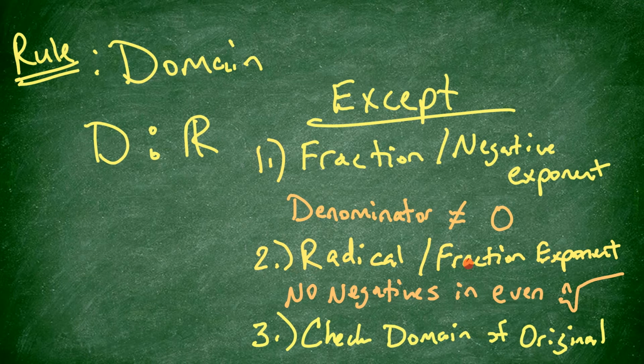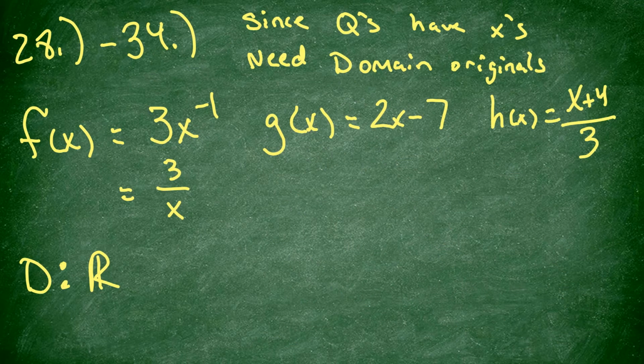Next thing, your radical. The yellow part is like the visual cues. If you see a radical or a fraction exponent, that really means it's going to turn into a radical. You can't have a negative in there. And then finally, you check the domain of the originals, because if you couldn't use x in the first place, then you can't use it at the end, even if it looks like it would work. So that's really what this comes down to. All right, so I'm going to find the domain of these originals.